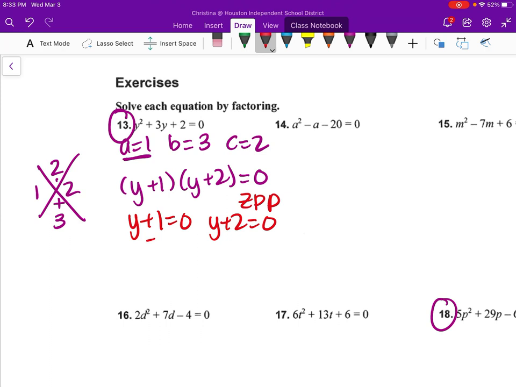That means our first one, when you subtract 1, will be y equals -1. That's one x-intercept. And then I'll subtract 2 on each side. So y will equal -2.